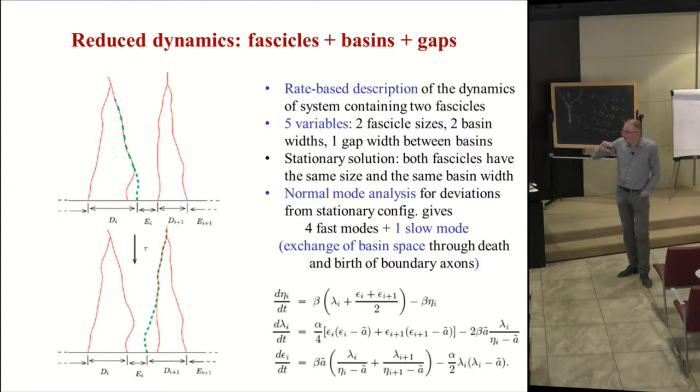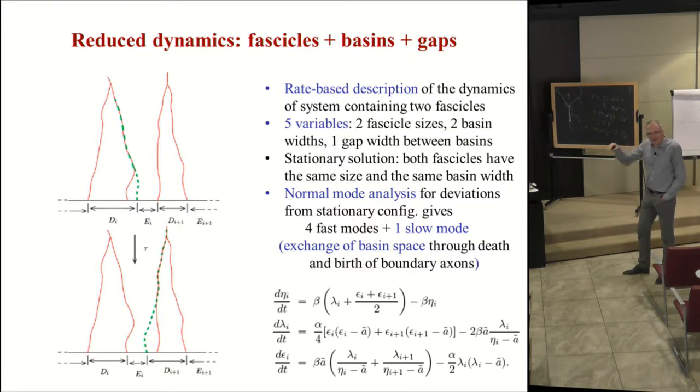And then you can study small perturbations around this stationary state, and do a normal mode analysis of deviations from the normal state. And you find four fast modes and one slow mode, and the slow mode corresponds to an axon dying in this fascicle and a replacement axon joining the neighboring fascicle. Okay, so you actually decreased the basin space of this one, but increased the basin space of this one. So there's an exchange of fascicle space.